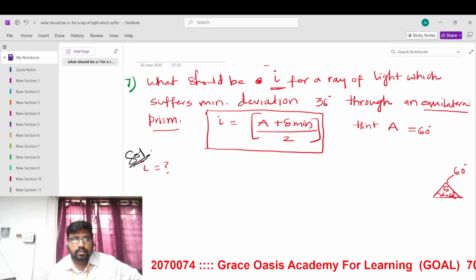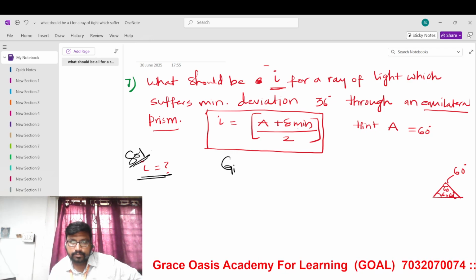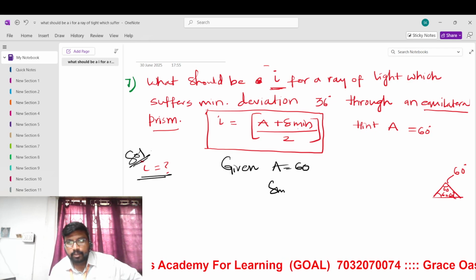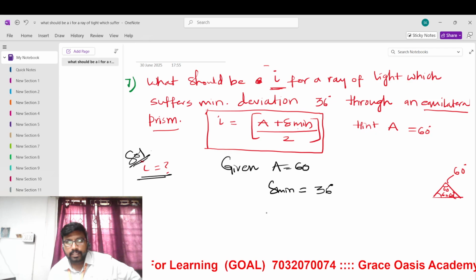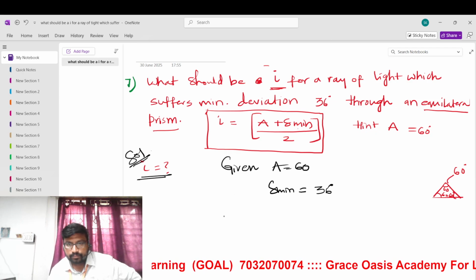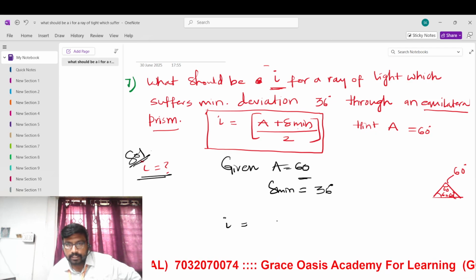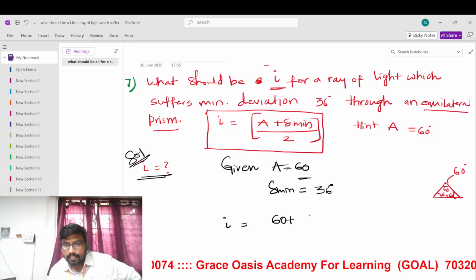Solution. We need to find i, the angle of incidence. Given A equals 60, delta minimum equals 36, right? So now substitute the values. i equals directly 60 plus delta minimum.